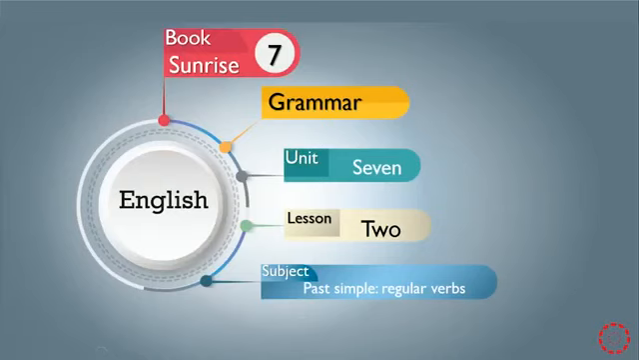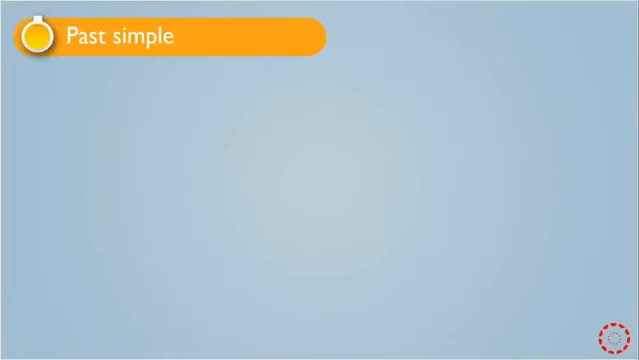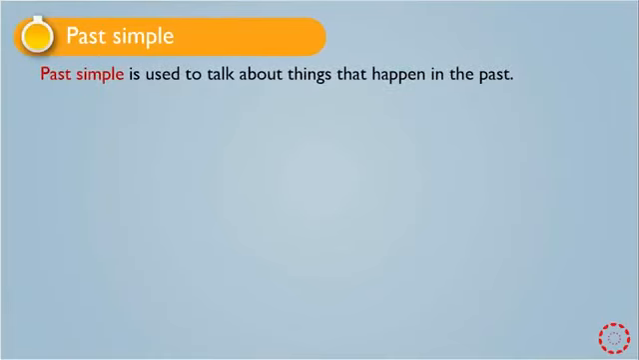Today we have Grammar, Unit 7, Lesson 2. Our subject is past simple with regular verbs. Past simple is used to talk about things that happened in the past.